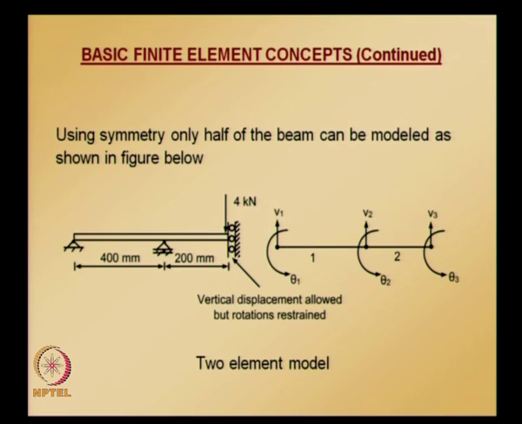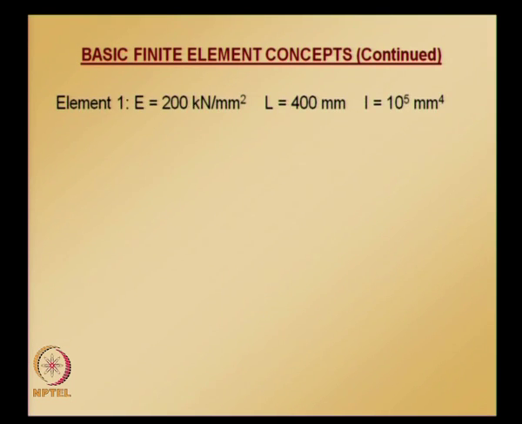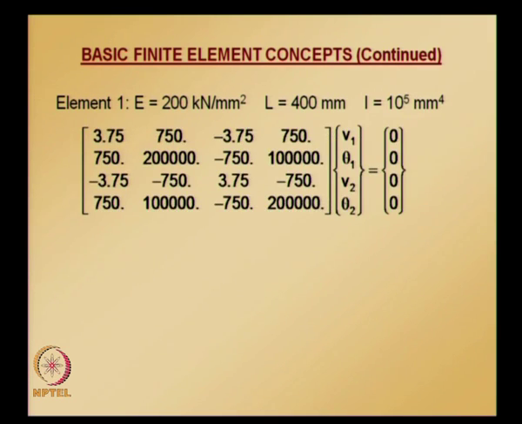So now, using these boundary conditions and this half model with the applied load of 4 kilonewtons, we can assemble the element equations for element 1, and these are the material properties and geometrical properties. Plugging all these things into the element equations that we derived earlier, we get this.